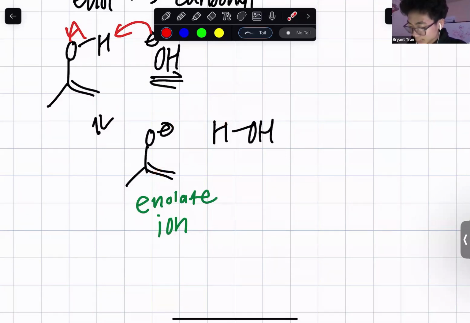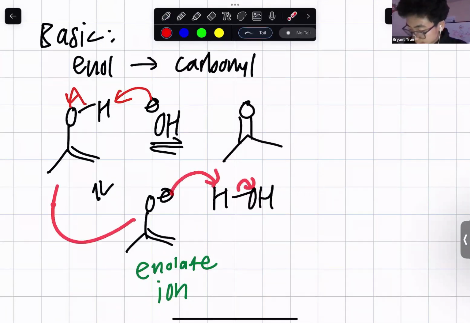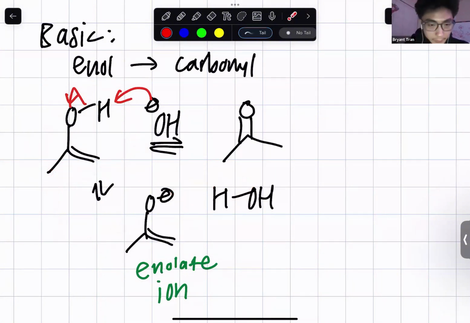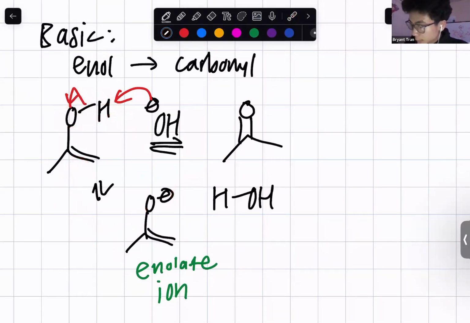But think about the resonance structure here. If I draw out the resonance structure, there's a negative charge on that alpha carbon. So if we want to get into the carbonyl here, if we protonate the O minus, that's going to go backwards to the enol, right, because we just deprotonated the oxygen. If we reprotonated the oxygen, that's going to go backwards. We're going to protonate this alpha carbon right here.